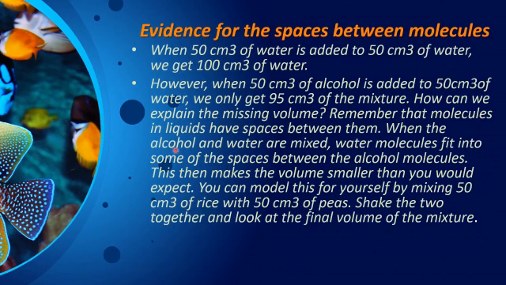Remember that molecules in a liquid have spaces between them. When the alcohol and water are mixed, water molecules fit into some of the spaces between the alcohol molecules. This then makes the volume smaller than you are expecting. You can see this model and try it for yourself by mixing 50 cm³ of rice with 50 cm³ of peas. Shake the two things together and look at the final volume of the mixture. So this is your task. You can do it by yourself.